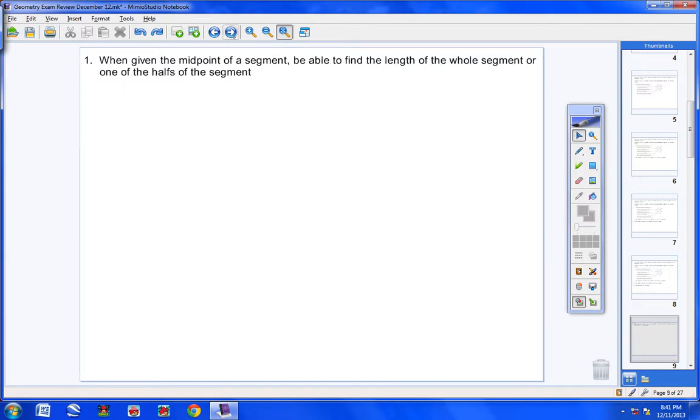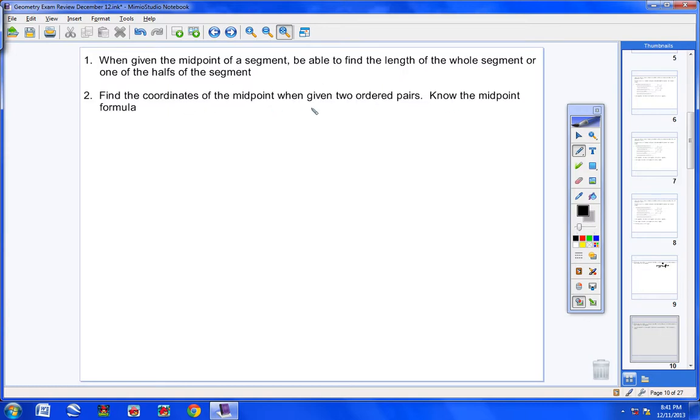Now, yesterday, Wednesday, we looked at when given the midpoint of a segment, be able to find the length of the whole segment or 1/2 of the segment. In other words, if I give you a segment and I tell you this right here is the midpoint, and I told you the whole length was 18, you should know it's 9 and 9. Or if I told you that one of these small lengths is 19, then you should know this length is 19 and the whole length would be 38.